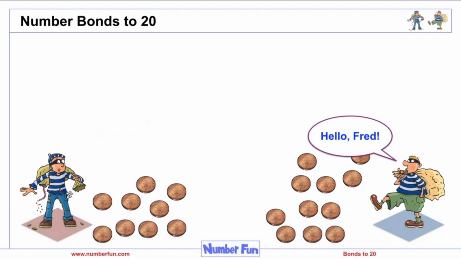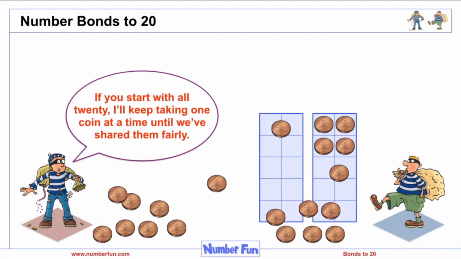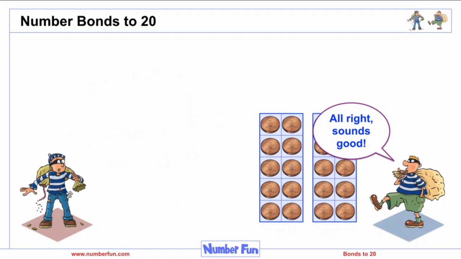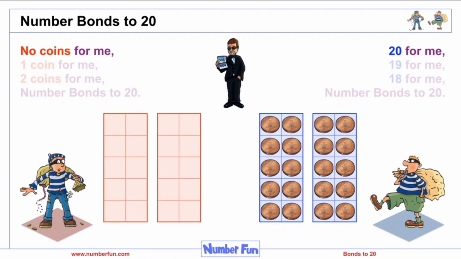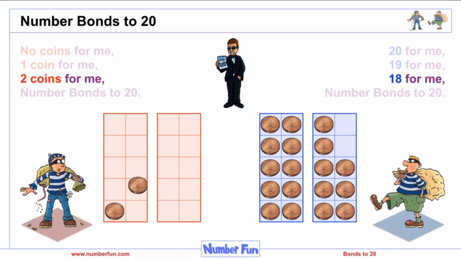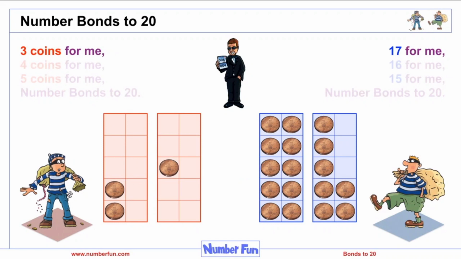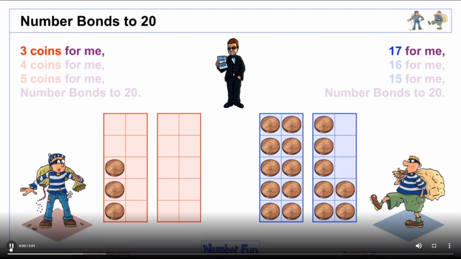Oi, Bert. Hello, Fred. If you start with all 20, I'll keep taking one coin at a time until we've shared them fairly. All right. Sounds good. No coins for me. 20 for me. 1 coin for me. 19 for me. 2 coins for me. 18 for me. Number bonds to 20. Keep going, Bert. 3 coins for me. 17 for me.